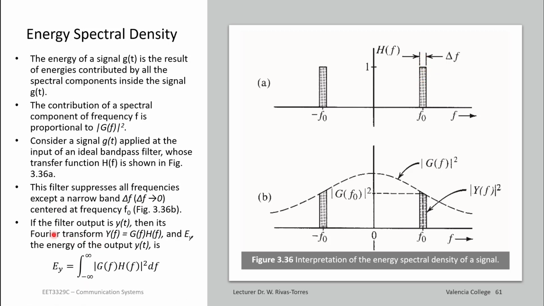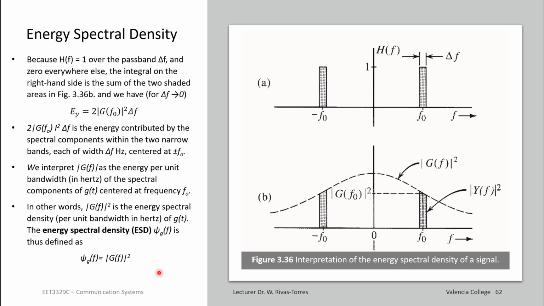If we call the output of the filter y(t), then we know that Y(f) is G(f), the Fourier transform of the input, times the Fourier transform of the transfer function, in this case of our filter. So the energy is nothing but the integral of the magnitude of Y(f) squared, which in our case is G(f) times H(f) squared, and we integrate over the frequency.